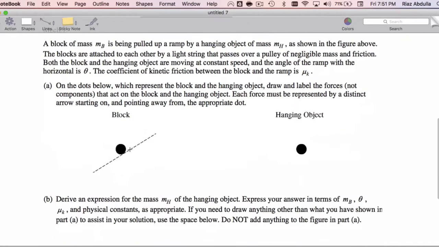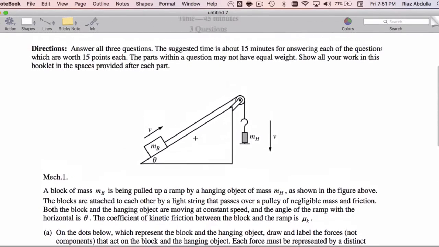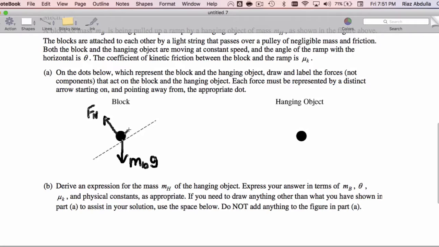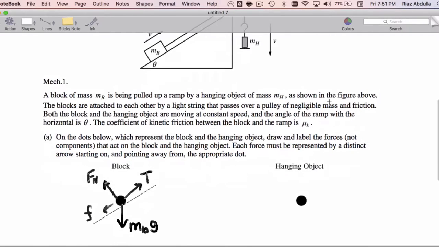So let's draw a free body diagram for the block in part A. So we have mass of the block times g. And remember, the normal force goes perpendicular. And we have a rope pulling it upwards like this, so we'll call that the tension force. And opposing the motion of the block is a friction force right here. Please note V is velocity. That does not belong in a free body diagram.